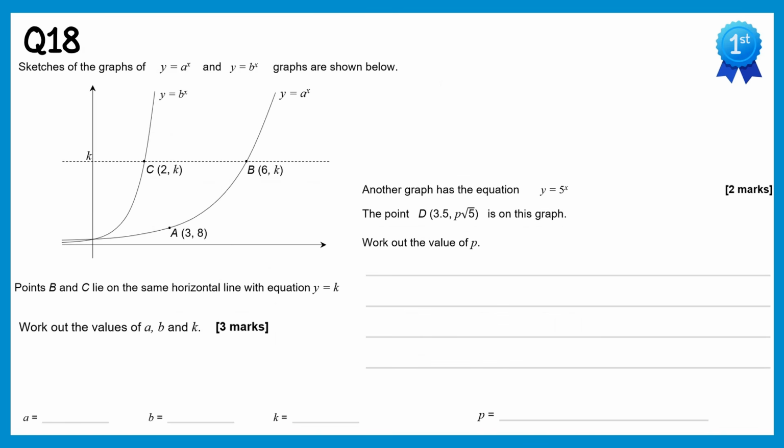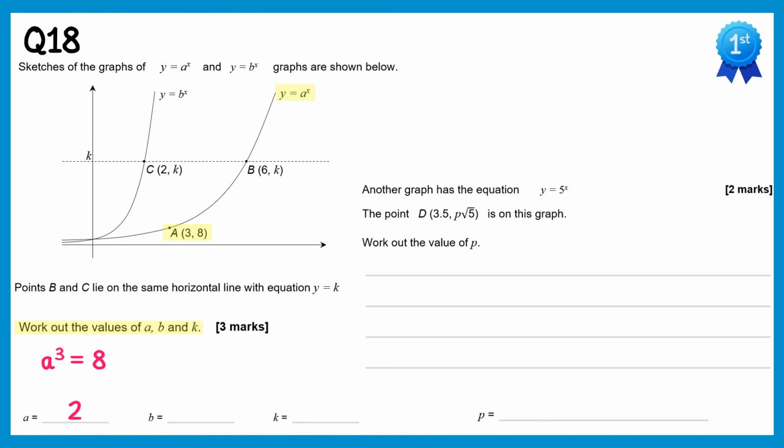In this question, we need to work out the values of a, b, and k. Let's start with the line y equals a to the power x, and the coordinate A, which is (3, 8). Now if A has coordinates (3, 8), its x value is 3 and its y value is 8. If we substitute those values of x and y, as 3 and 8, into the equation of the graph y equals a to the power x, we end up with a to the power 3 equals 8. Now if a to the power 3 equals 8, we can just cube root this to give a equals 2.